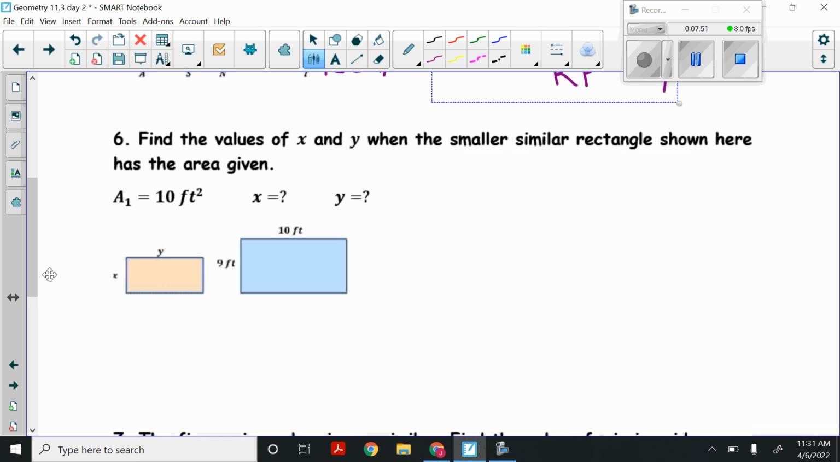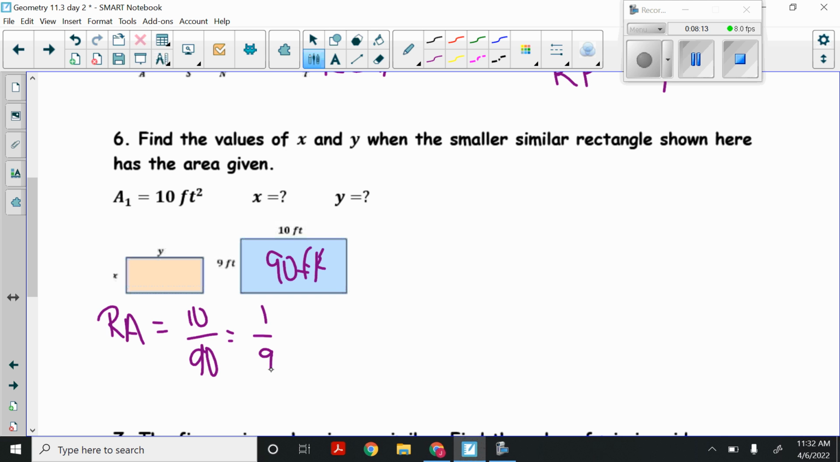Number 6, find the values of x and y when the smaller similar rectangle shown here has the given area. I can find the area of the bigger one, 10 times 9, 90 square feet. So now I can write the ratio of my areas, right? So the ratio of my areas is going to be 10 over 90, or reduces down to 1/9.